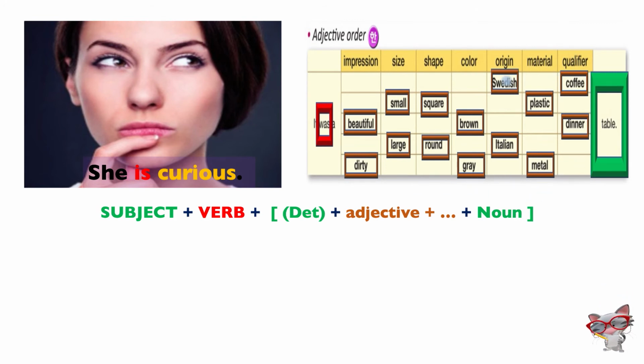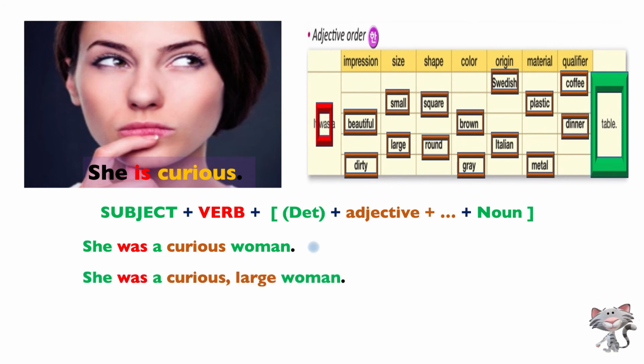But we're going to talk about this, and they follow an order. So impression must come first, then size, then shape, then color, then origin, then material, and then qualifier. And we'll talk about qualifiers in a moment, because they are curious. The qualifiers are very curious. So she was a curious woman. Follows subject, verb, determiner, adjective, woman. Now, as you said, she was a curious large woman. So here we got impression, curious, and now size, large.